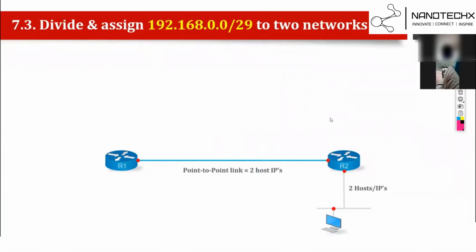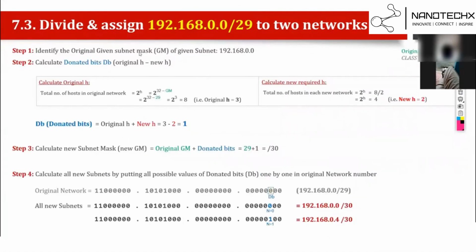You can start with this one, right? So what do we do? All the same steps again. We have to find the donated bit and then substitute the possible values in that donated bit in the original network. That's all. It will give us the 2 new networks. So we calculate the donated bit. Original value of H: 2 raised to power 32 minus given mask, H is equal to 3, and total hosts are 8 in the original. So the new 2 networks will have how many IPs in each of them? 8 by 2 is 4. It means H value is 2.